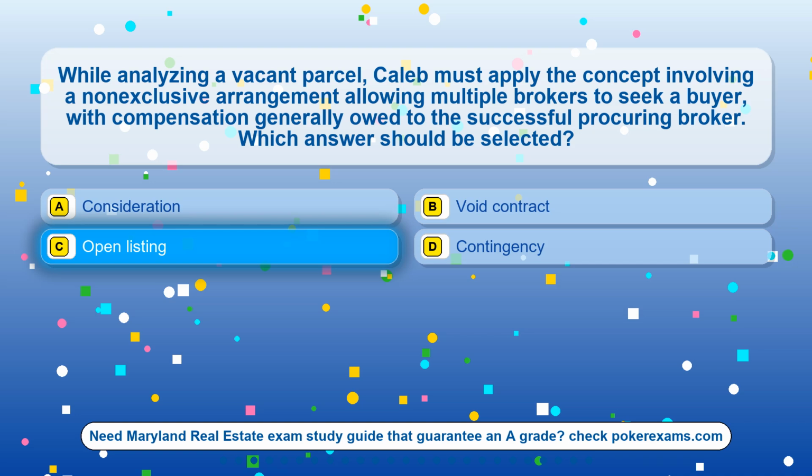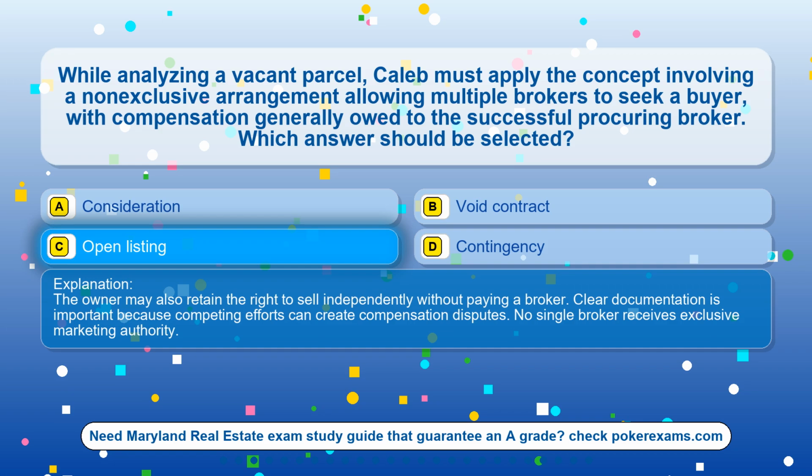The correct answer is option C, open listing. The owner may also retain the right to sell independently without paying a broker. Clear documentation is important because competing efforts can create compensation disputes. No single broker receives exclusive marketing authority.